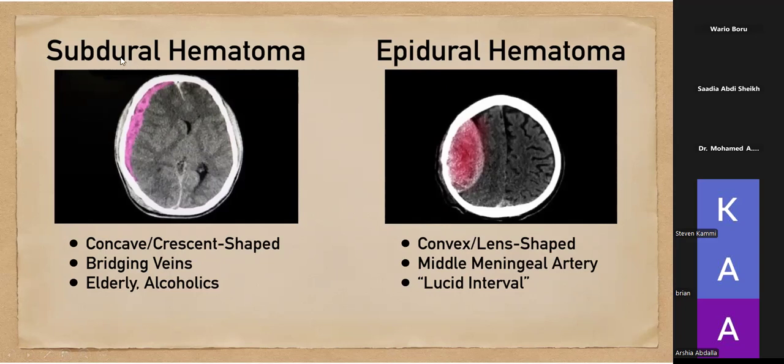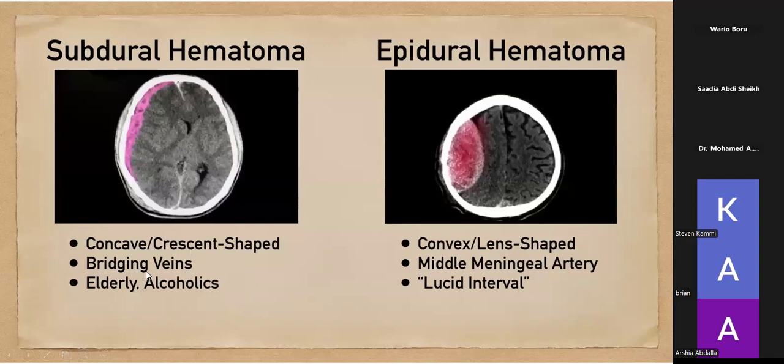Then next you come to a subdural hematoma. Subdural is below the dura, but above the arachnoid. So you can see I'm going in a structured manner. I started below the skin, above the bone, then the bone itself, then below the bone, above the dura. Then you have below the dura, above the arachnoid. So here we have what we call a subdural hematoma. It can take a concave or crescent shape. The unique thing about this one is that it's able to cross suture lines.